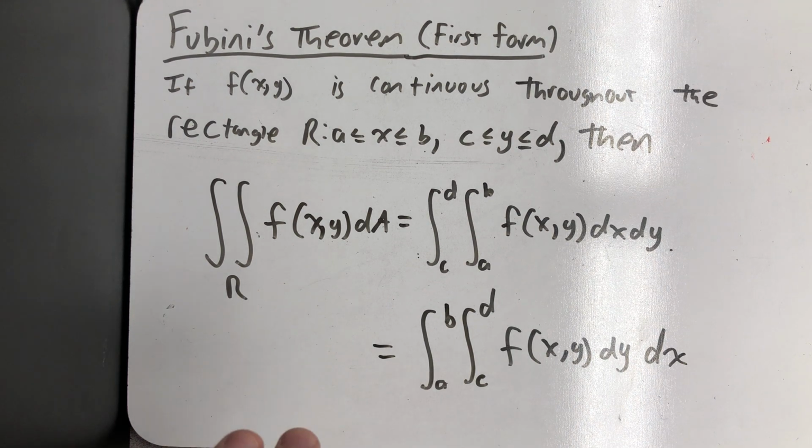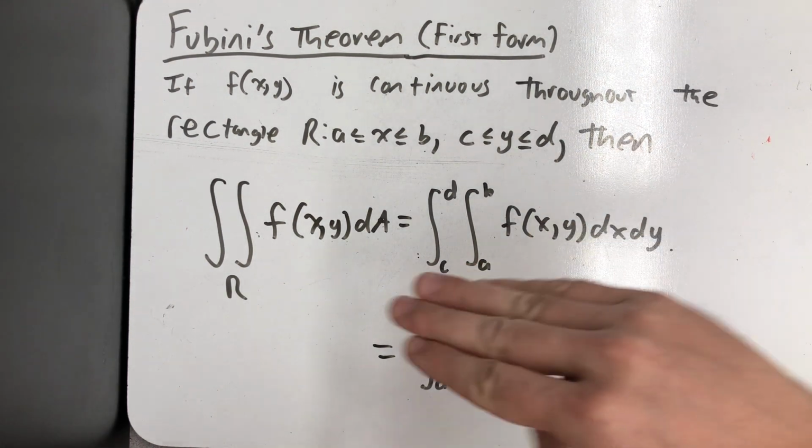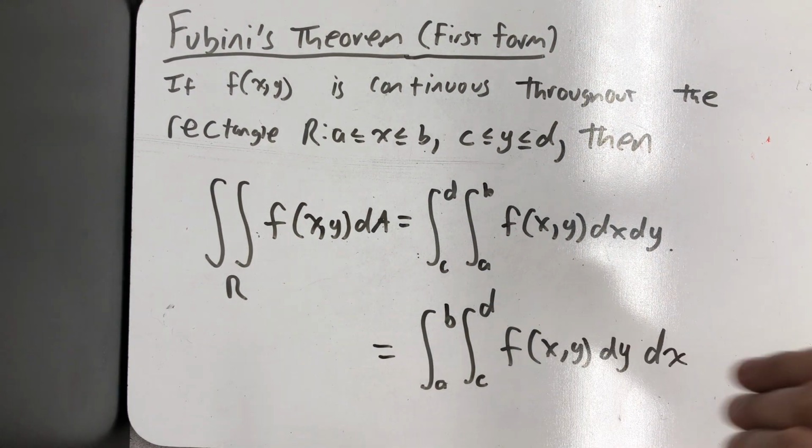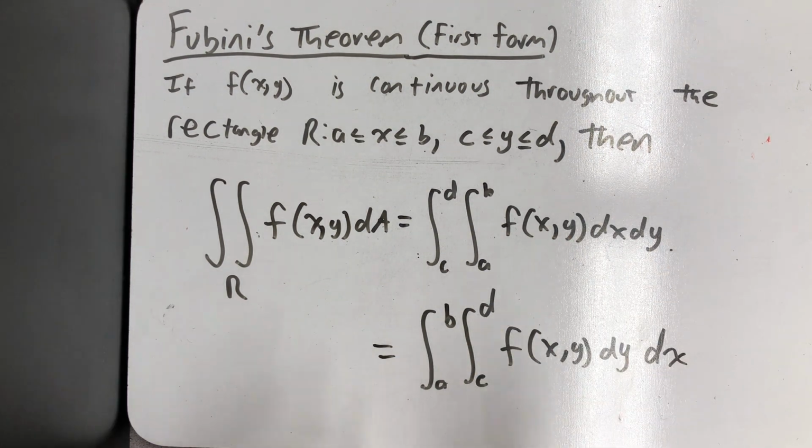We can also use these ideas to understand what happens if we integrate over a rectangle where my function is both positive and negative. These values can work out negative.